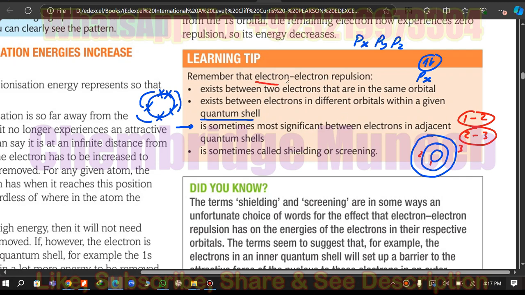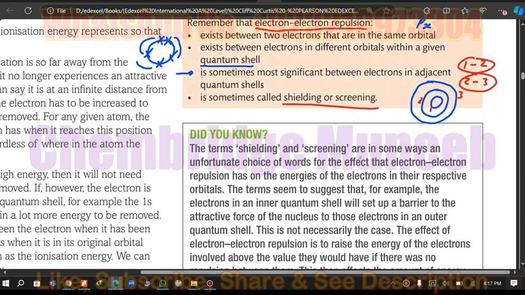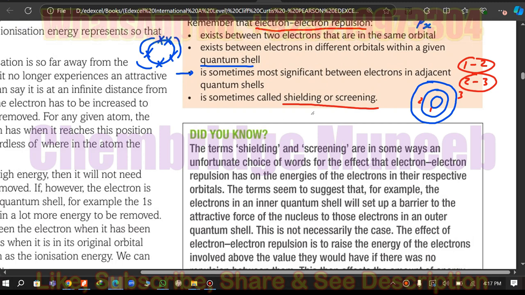And moreover, the electron repulsion is also called shielding or screening. What is this shielding or screening? What is this? The repulsion between the electrons in different shells? No, repulsion between the electrons, not the screening.